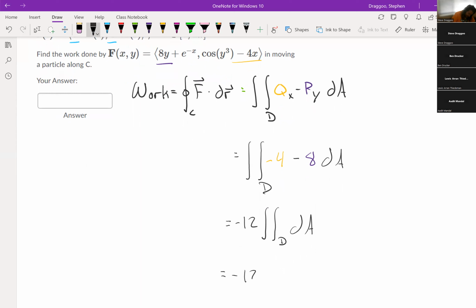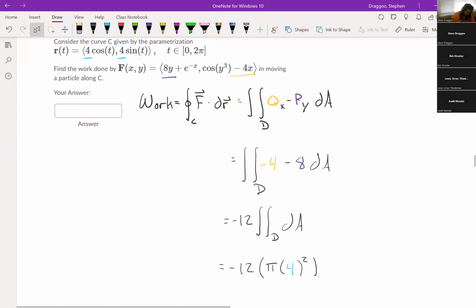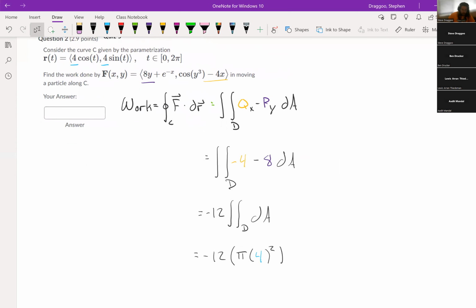So the area is pi times r squared. And again, based on my parameterization, that radius must be 4. Put it all on screen for a second. And from there, just got to multiply some numbers together. 4 squared is 16. 16 times 12 is 192. It's a negative 192 pi.